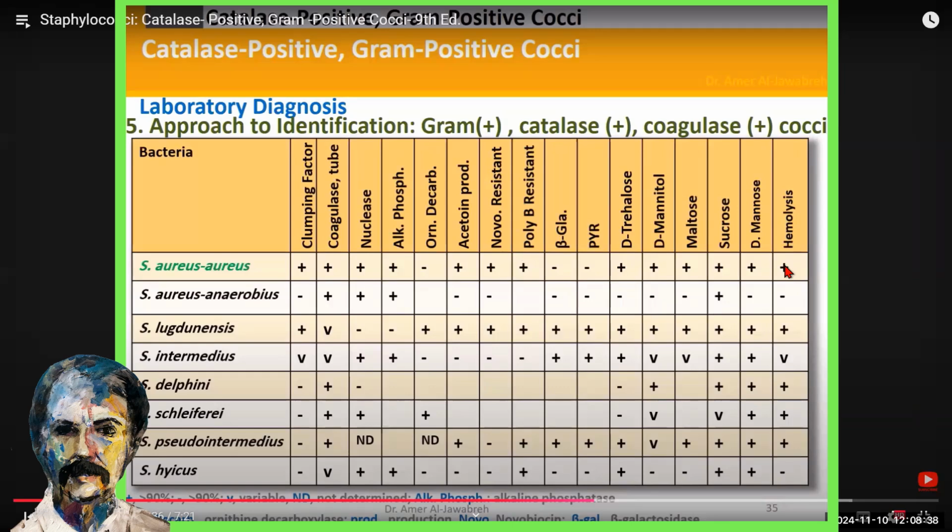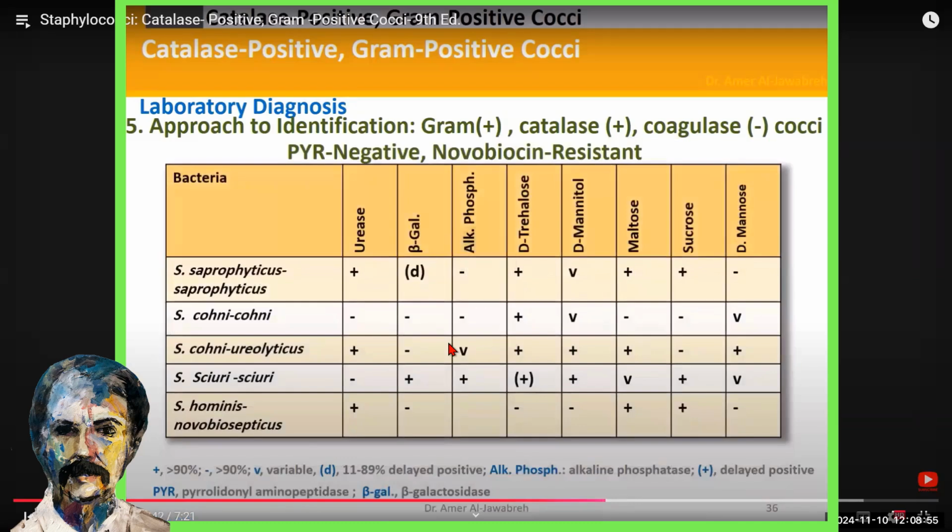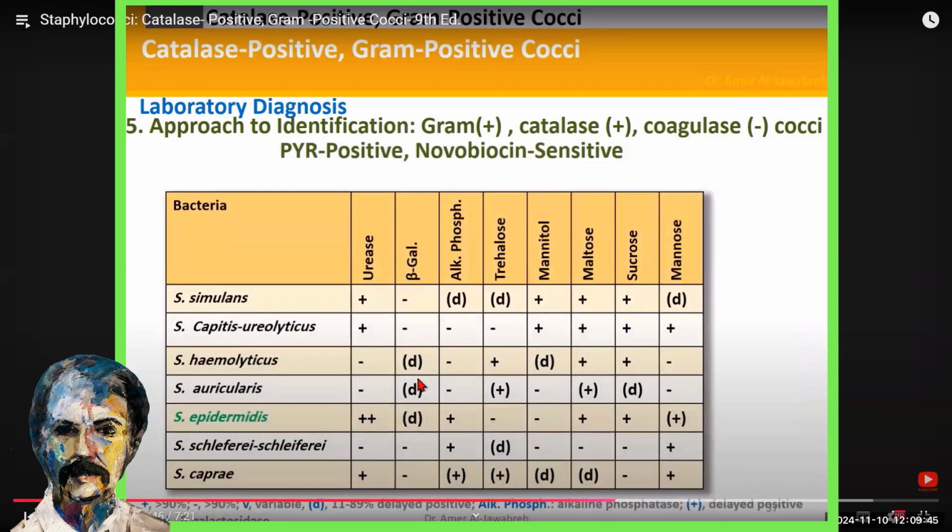Which one makes hemolysis directly? Staph aureus, epidermidis no. That's another one, saprophyticus. Urease, alkaline phosphatase, trehalose. These tests, novobiocin resistant, but these are not used except for reference labs or research labs. Epidermidis, look, the same. But no one will use, in a normal routine lab, urease for epidermidis, although it's strong positive.